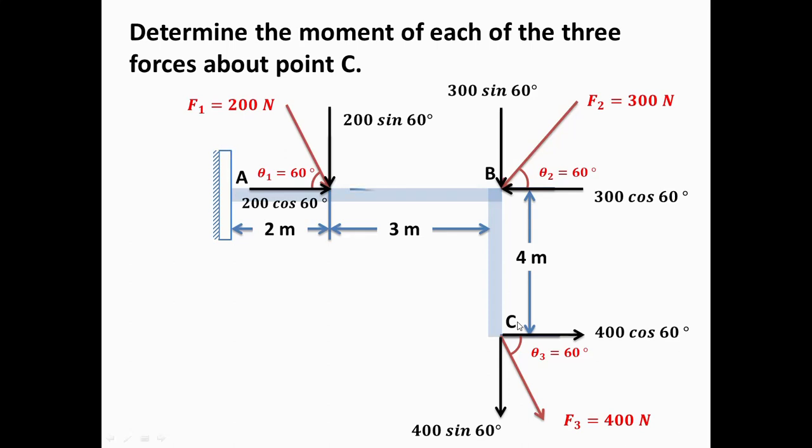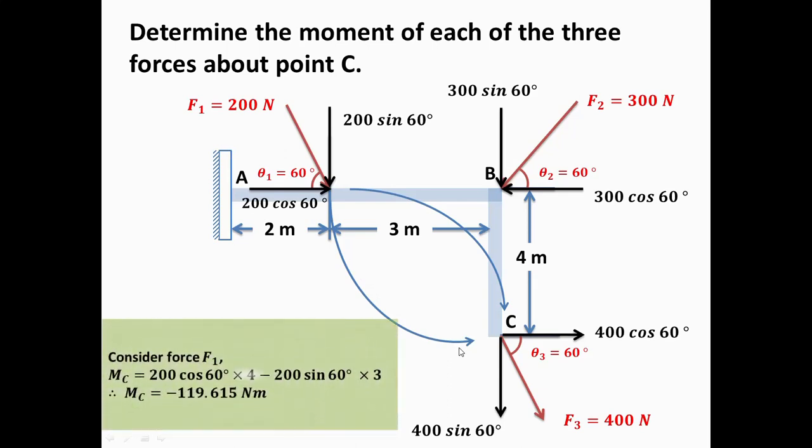Now as you can see, we'll first consider the resolved components of force F1. The 200 cos 60, its arrow will go in clockwise direction about point C. Then this 200 sin 60, its arrow will go in anti-clockwise direction. Suppose we assume the clockwise moment as positive and anti-clockwise moment as negative, then we can easily find out the moment of the force.